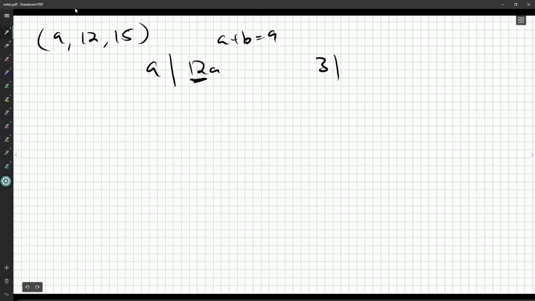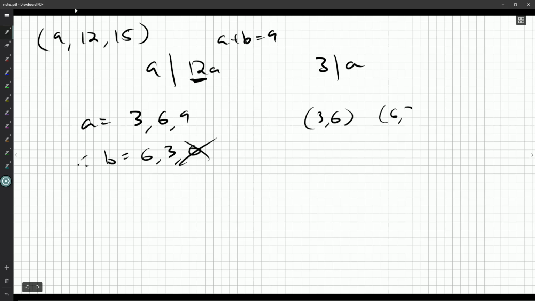Well, we could try another triple. Let's try the 9, 12, 15 triple. So now a plus b is 9, so we need 9 to divide 12a. Well, there's already a factor of 3 coming from the 12, so we need 3 to divide a. So a could be 3, 6, or 9, and therefore b would be 6, 3, or 0. That can't happen. So 3, 6 or 6, 3 will do the trick.